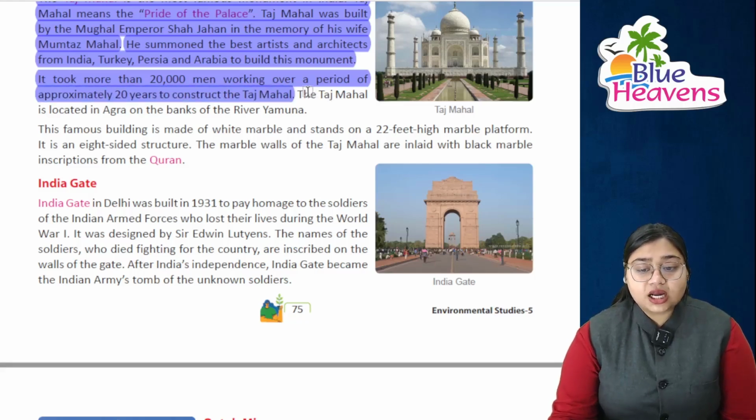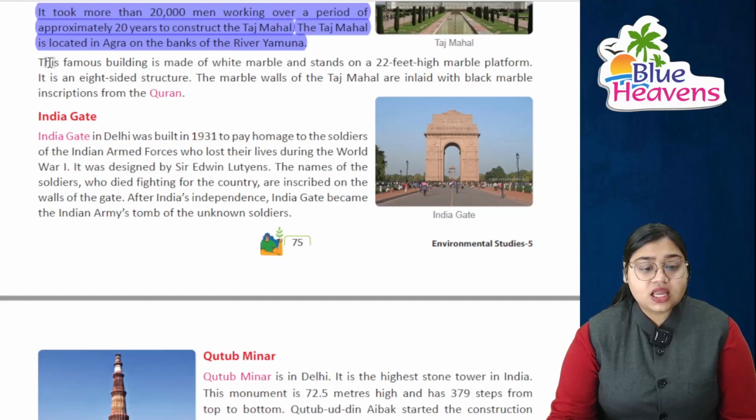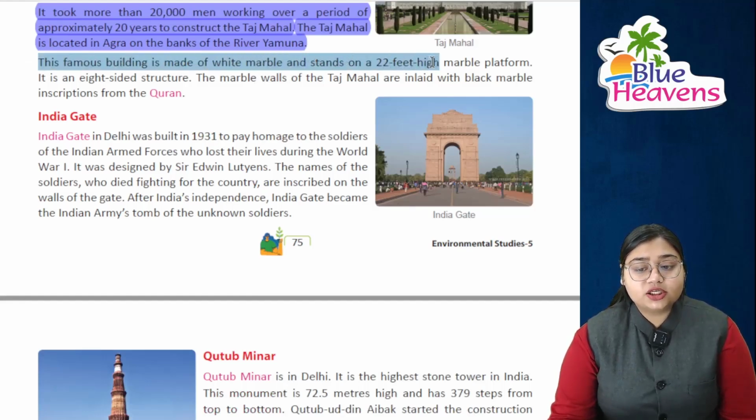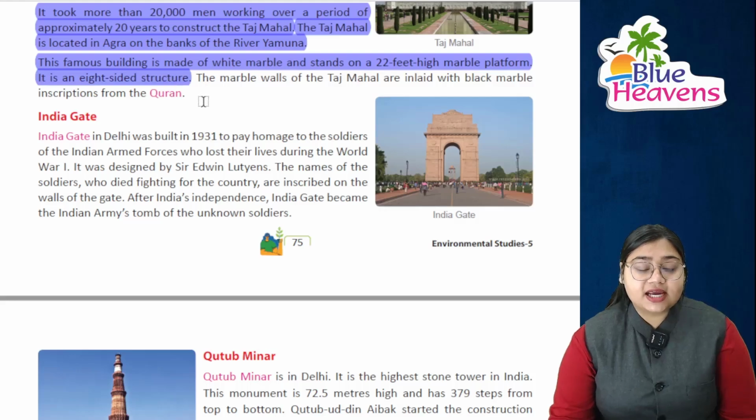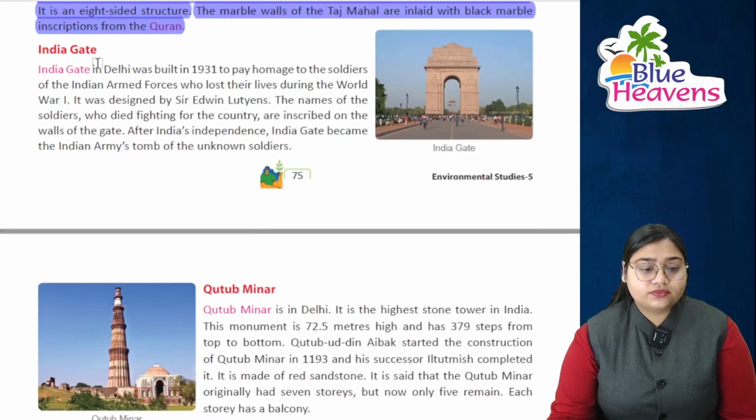Now, जो Taj Mahal है वो located है in Agra on the banks of river Yamuna. This famous building is made of white marble and stands on a 22 feet high marble platform. It is an 8-sided structure. ये 8-sided structure है. The marble wall of the Taj Mahal are inlaid with black marble inscriptions from the Quran.